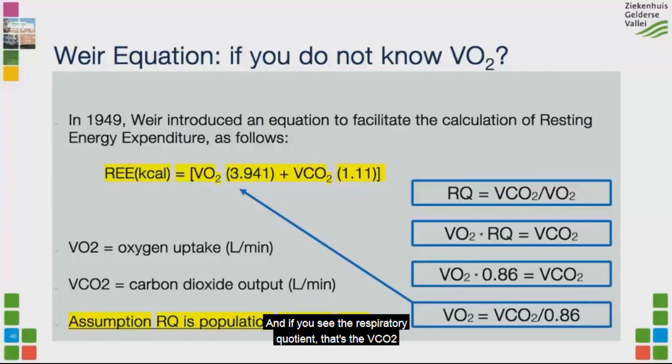And then you see the respiratory quotient, that's the VCO2 divided by the VO2. The respiratory quotient tells you something about the substrate that's used by the patient. So when you use glucose, it goes up to 1.0, and when you use lipids, it goes down to 0.7. So it's a reflection of the substrate utilized by a patient.